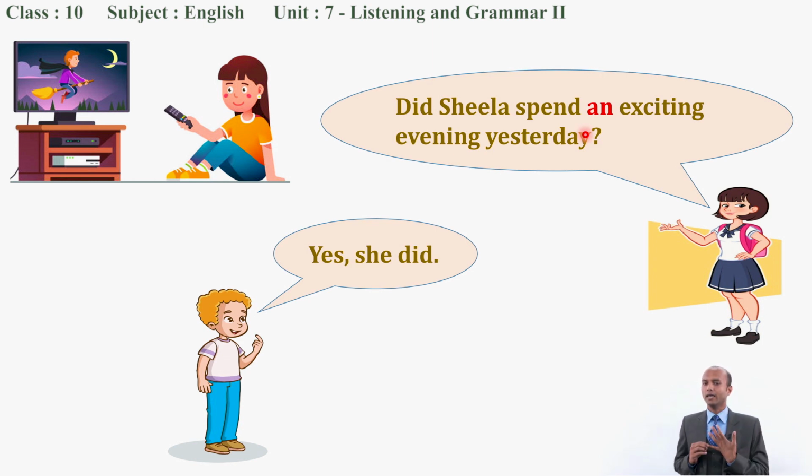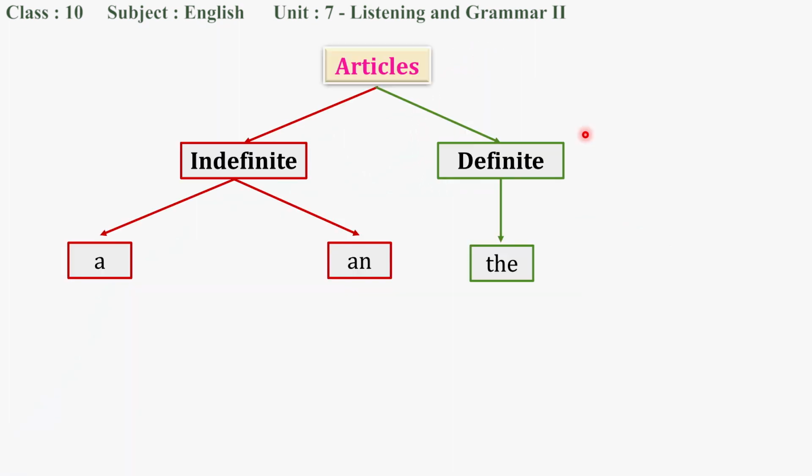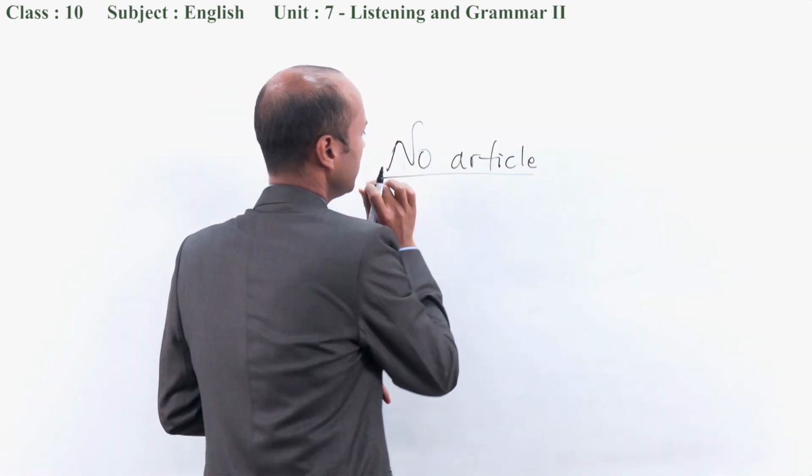Yes, A and N. So there is one term for these three words, A, N, and the. What is the name for them? Yes, very good. They are called articles. Okay, dear students, articles are of two types, indefinite articles and definite article. Indefinite articles are again two types, A and N. And there is only one definite article, that is the. Besides these two article types, there is again one that is called, could you please guess? Okay, no article.